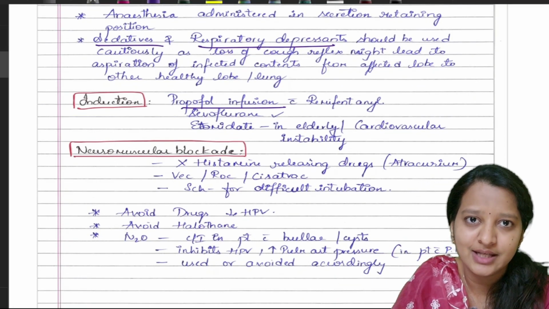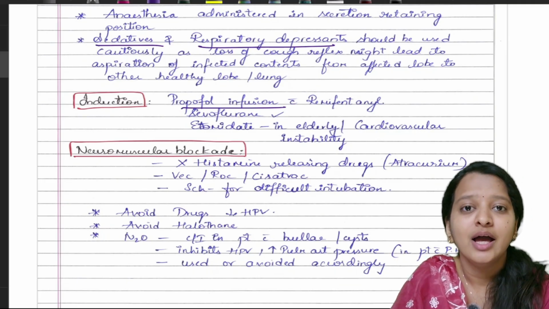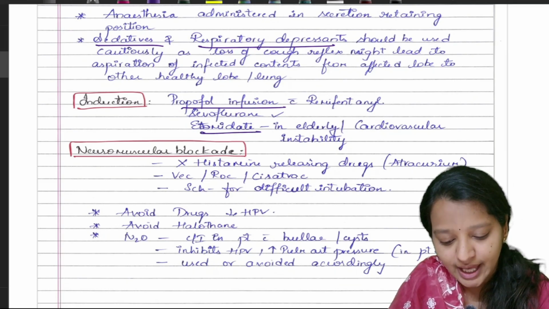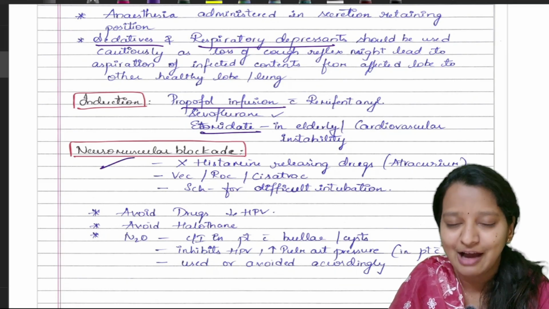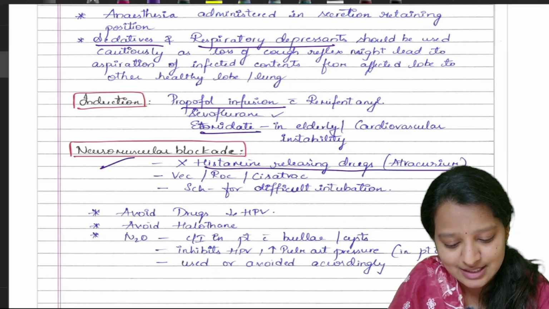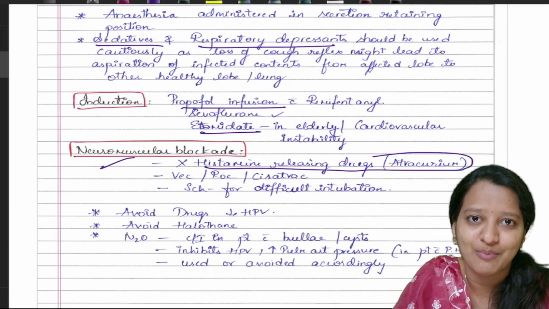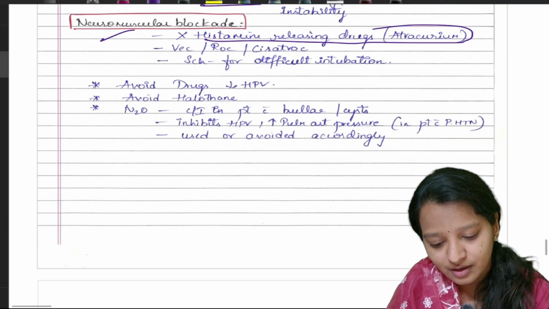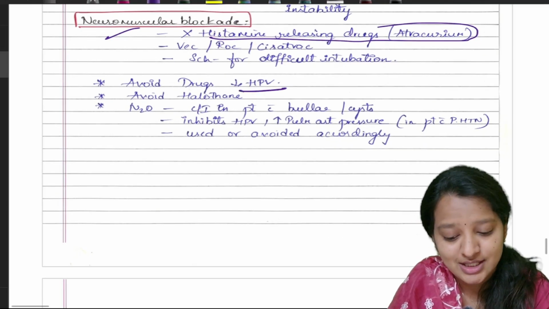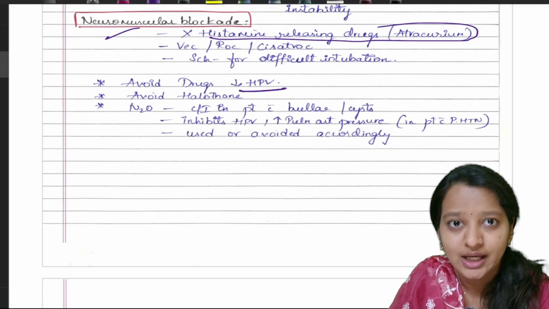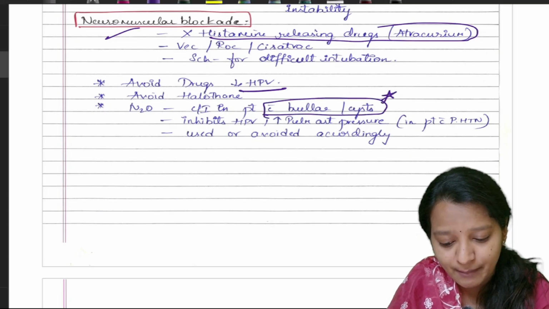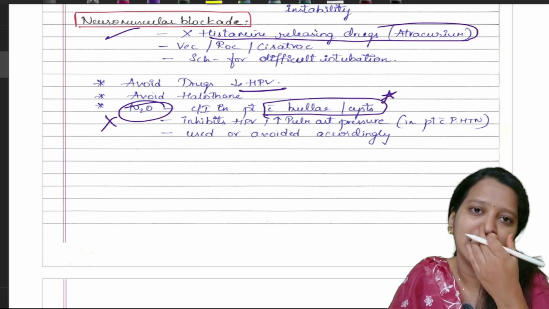And if it is an elderly patient or if he is having any cardiac issue, we have to go for etomidate. And neuromuscular blocking, in that we have to avoid histamine releasing drugs like atracurium. So we'll go for vecuronium or rocuronium or cisatracurium. And we have to avoid drugs which decrease HPV, and we have to avoid halothane. And in patients with bullae, please remember we should avoid nitrous oxide.